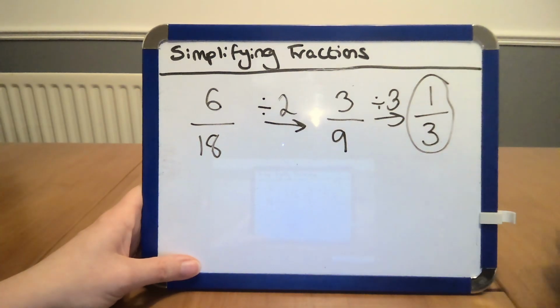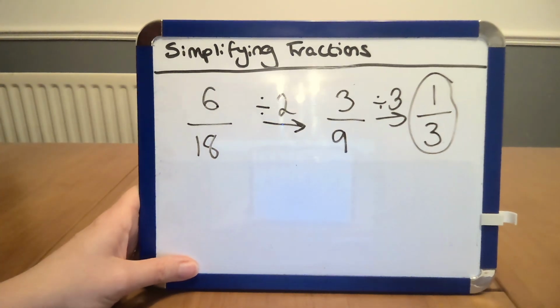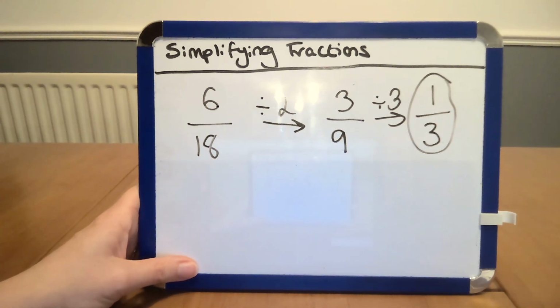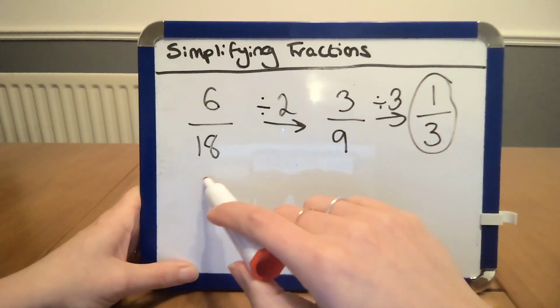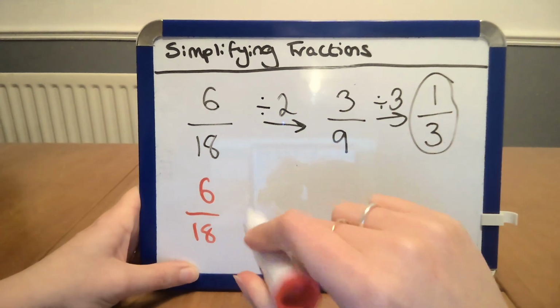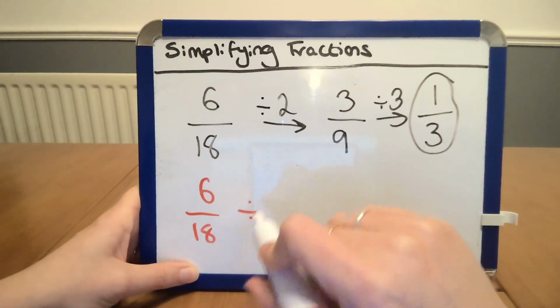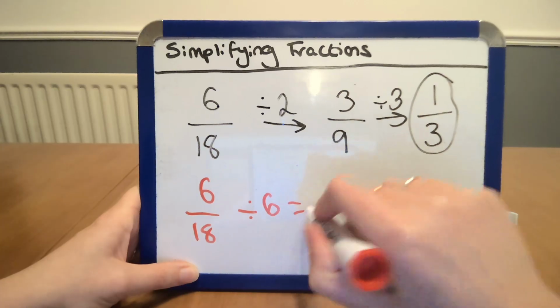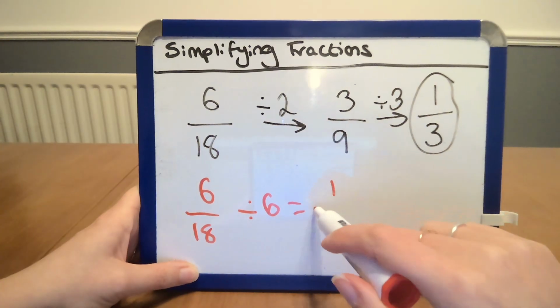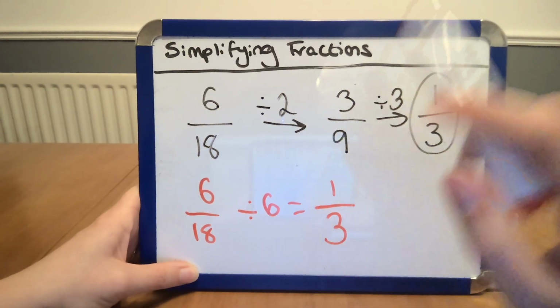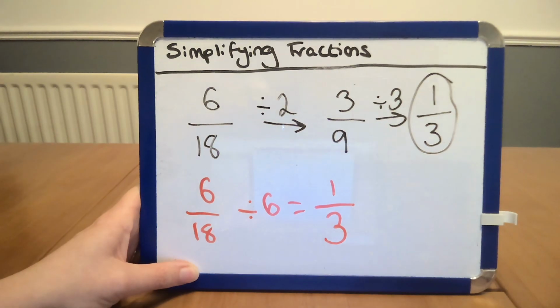What I could also have done, just swap colours here. Some of you might have looked at 6 over 18 and said, oh, well, they can both be divided by 6, which would have been 1 over 3. And regardless of which way round you would do this, as long as you end up with the fraction being 1/3, you will still get the marks in the exam.